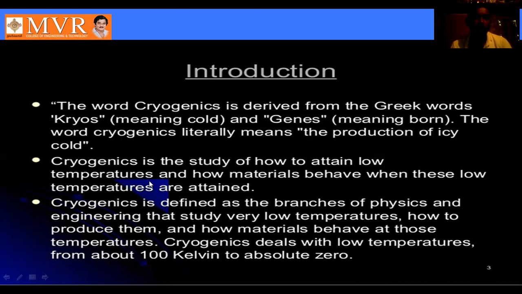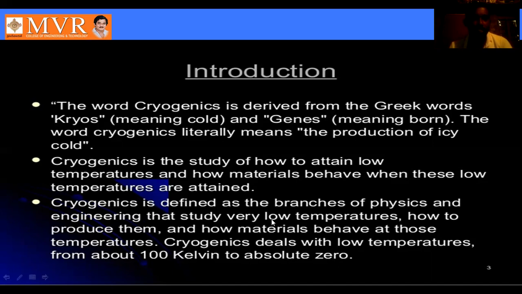Next, what is the definition of cryogenic? Cryogenics is the study of how to attain low temperatures and how materials behave when these low temperatures are attained. In cryogenic heat treatment of alloys, we use low temperature to do the heat treatment process, and we can observe how the materials behave at low temperature. That is the major important point for cryogenics.